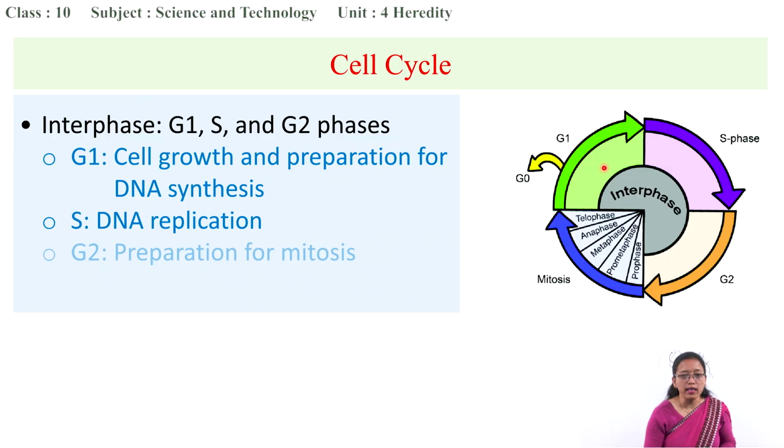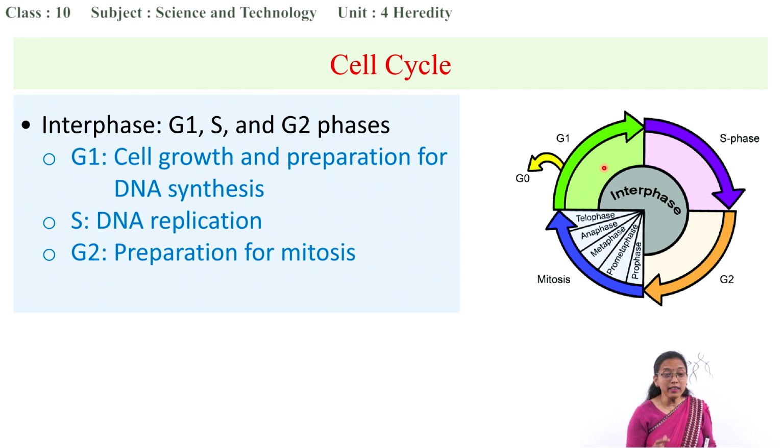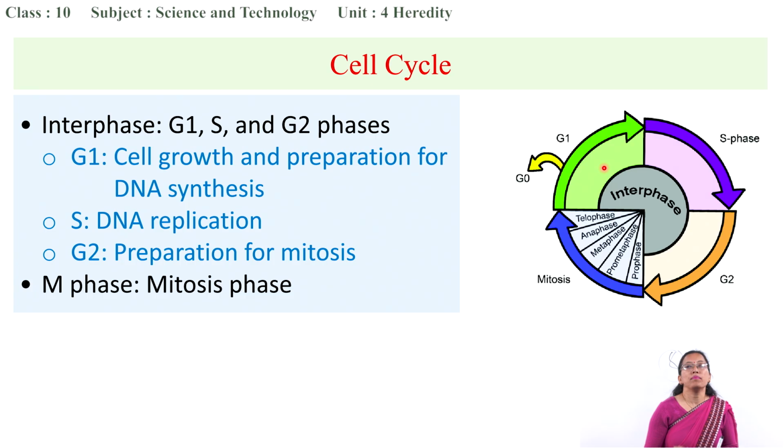And the next one is preparation for mitosis. Now it is the G2 phase, which is also called the gap 2 phase. It is now preparing for the division of the nucleus, we say. Okay, mitosis here, and in this way the cell cycle completes.